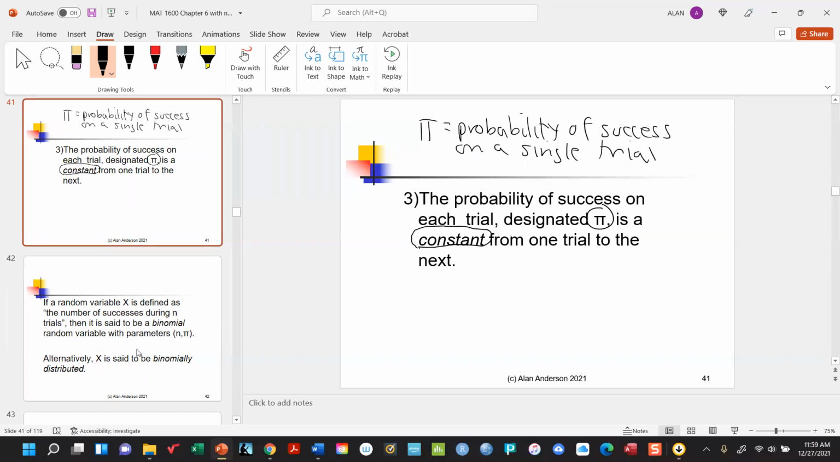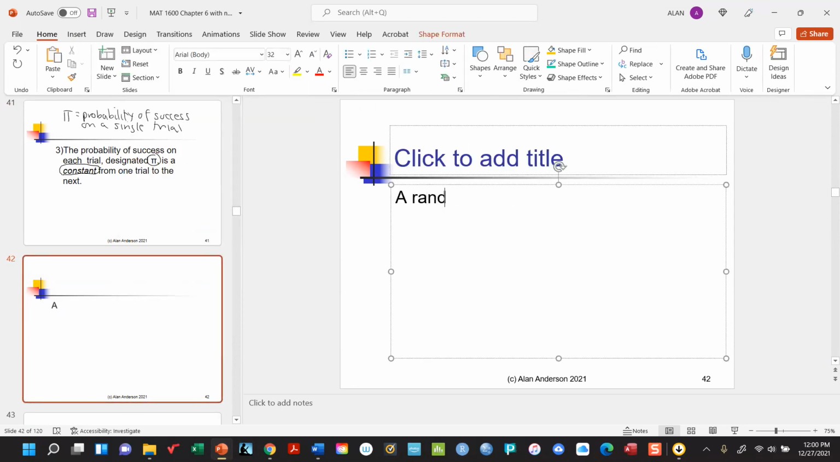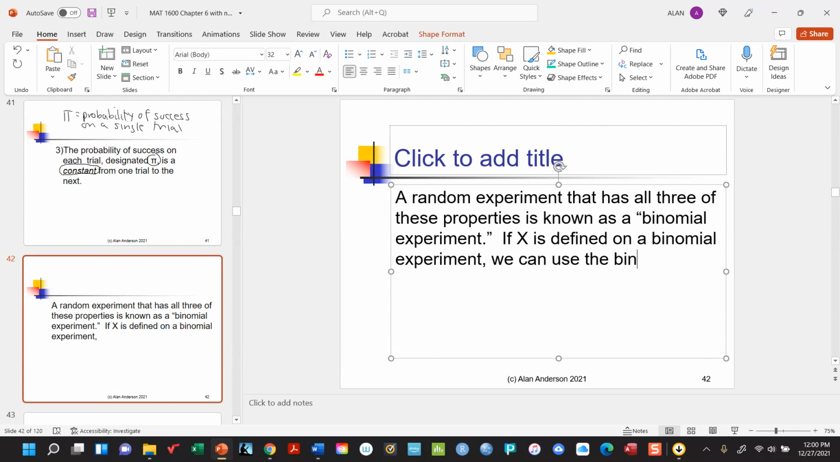So it appears then that flipping a coin qualifies as what we'll call a binomial experiment. In other words, let me sneak this in here. A random experiment that has all three of these properties is known as a binomial experiment. If X is defined on a binomial experiment, we can use the binomial distribution to compute probabilities for X. So that's the whole motivation here.